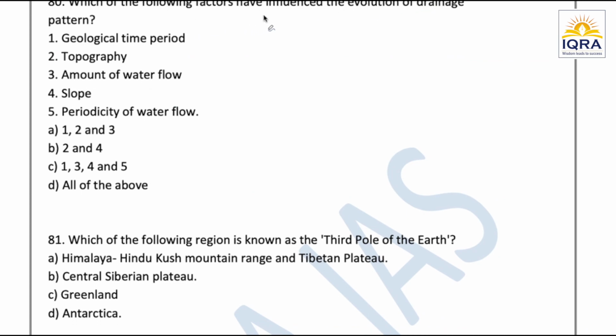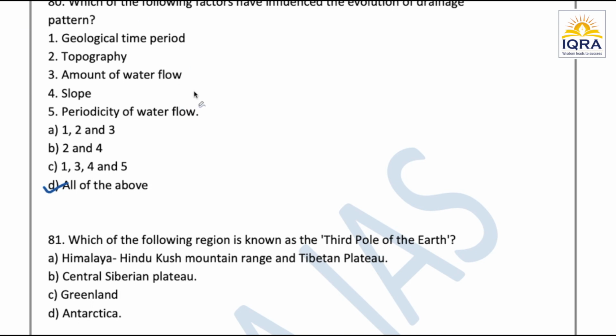Which of the following factors have influenced the evolution of the drainage pattern? Which all have influenced the drainage pattern? The options are geological time period, topography, amount of water flow, slope, periodicity of the water flow. So for this question, all of the above is the right answer. All have affected the evolution of the drainage pattern.